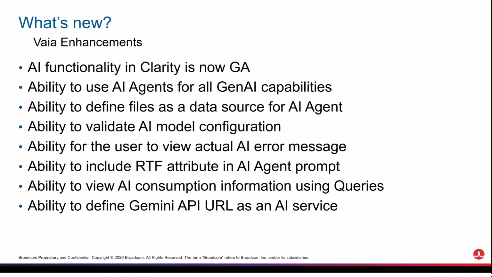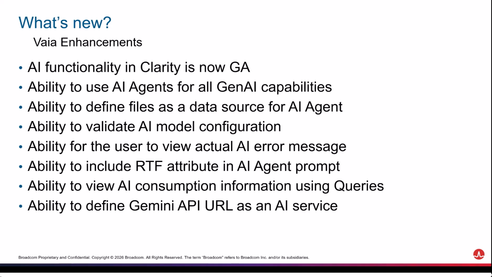In addition, we will also talk about the ability to use AI agents for all the Gen AI capabilities that exist in Clarity, the ability to define files as a data source for your AI agents, the ability to validate any AI models that you might have configured within Clarity, and the ability to view actual AI error messages within Clarity. So if there is an error message that AI throws while running your AI capability, we will display that back to the end user itself.